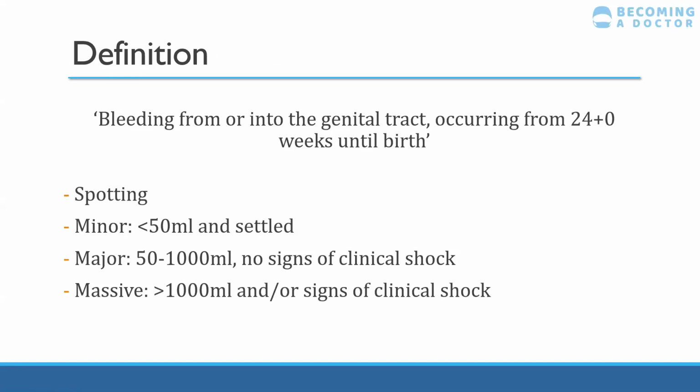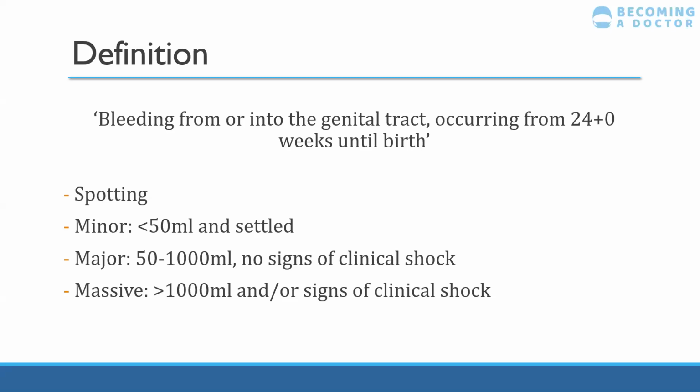So antepartum hemorrhage is mainly split up into these 4 sort of ways of looking at severity. So spotting, which is just very light bleeding, minor hemorrhage, which is less than 50 mils and has now settled down, major, which is 50 to 1,000 mils, and no signs of shock, and massive, which is more than 1,000 mils or anything less than 1,000 mils if there's signs of clinical shock.